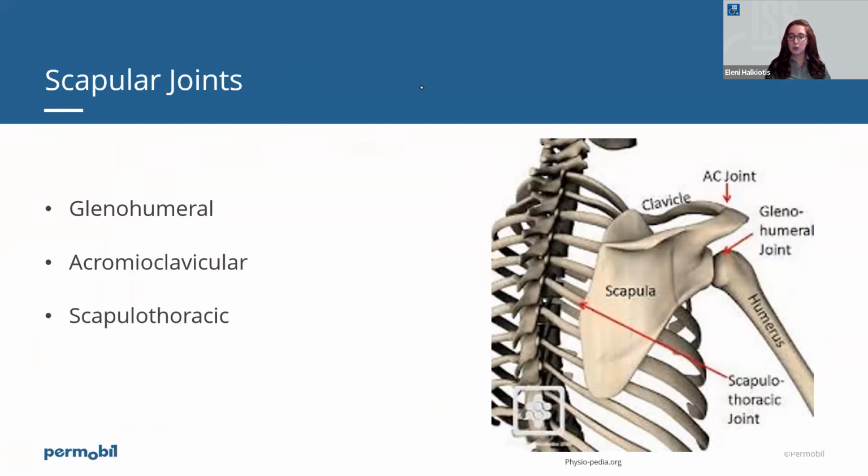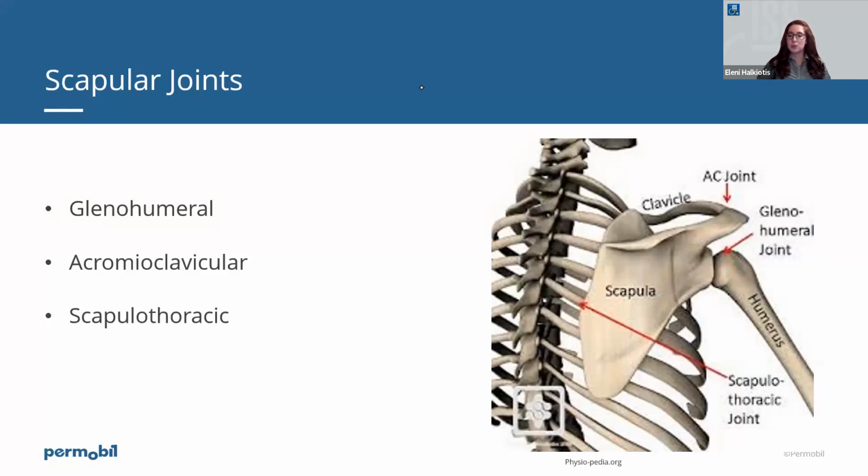The acromioclavicular joint is the second scapular joint, which is really the connection between the scapula and the clavicle. And that joint is responsible for shoulder rotation, so internal rotation and external rotation. And the acromioclavicular joint also works to help distribute force from the upper extremity into the clavicle. And the third joint we're going to talk about, the scapulothoracic joint, is not a true joint in the sense of the word, but really it's more of an interplay between the scapula and the thoracic spine. And it's connected to the thoracic spine through the subscapularis and some other musculature.